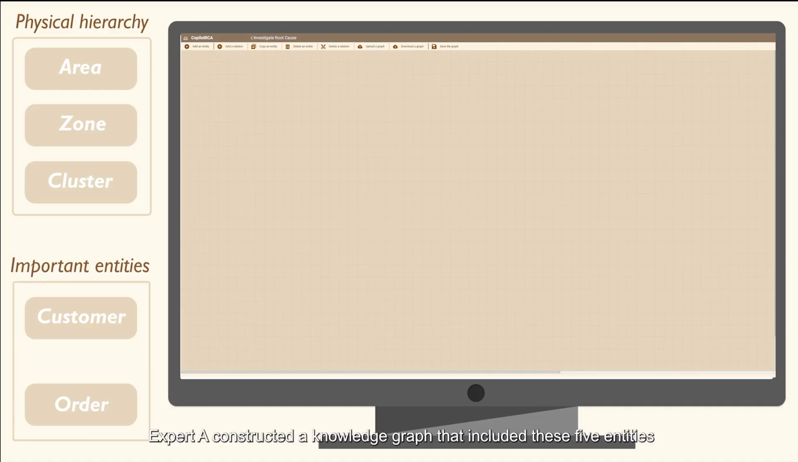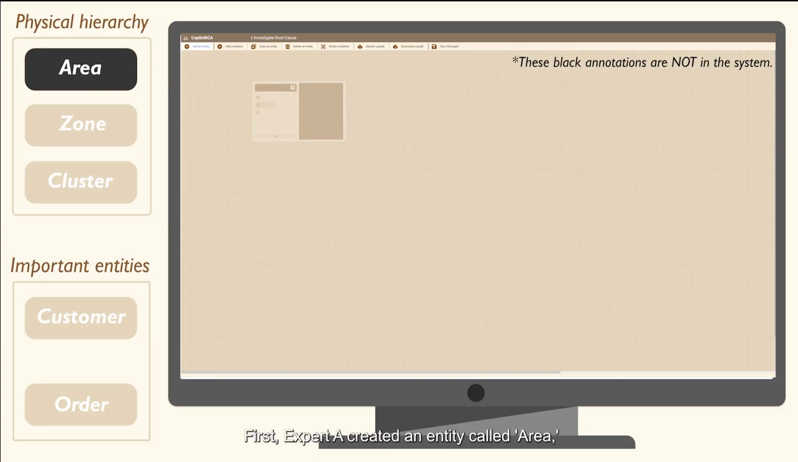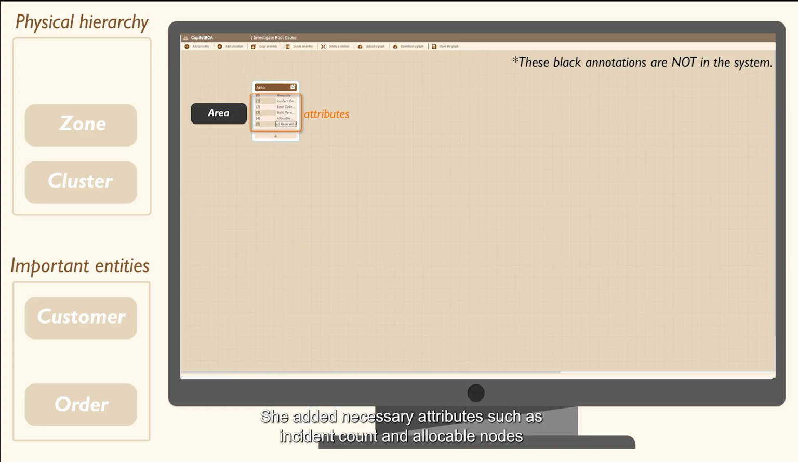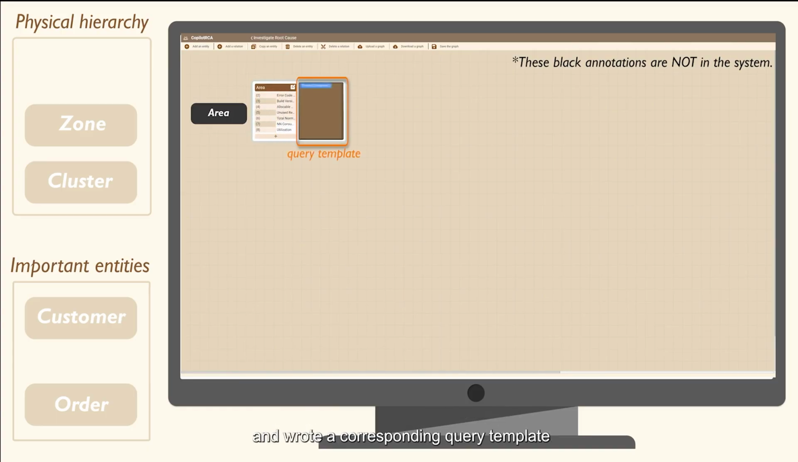Expert A constructed a knowledge graph that included these 5 entities. First, Expert A created an entity called area, which represented the highest level in the structure. She added necessary attributes such as incident count and allocable nodes, and wrote a corresponding query template.